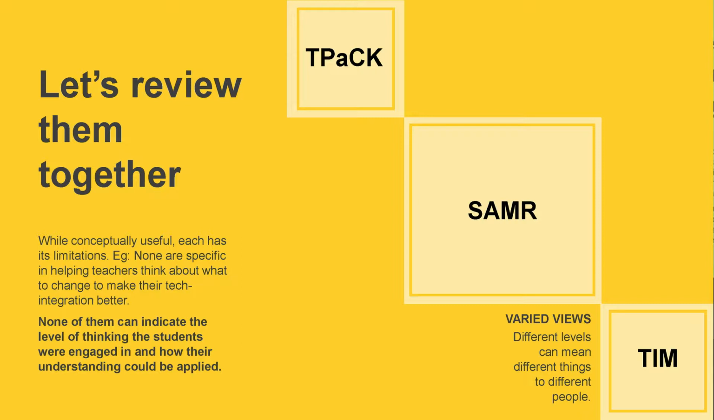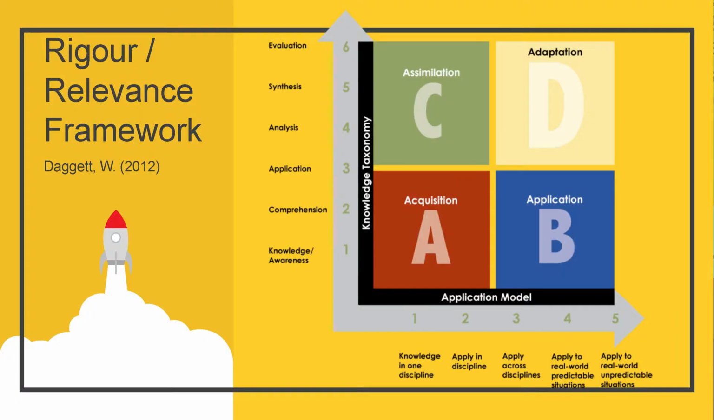Yeah, so it's really very subjective. So therefore, I would be looking at the rigor relevance framework. Now, what the rigor relevance framework does is that it puts the knowledge taxonomy against the application model. So largely the teacher will have something very similar to the Bloom's taxonomy. So it's a lot more specific. So what do I mean?